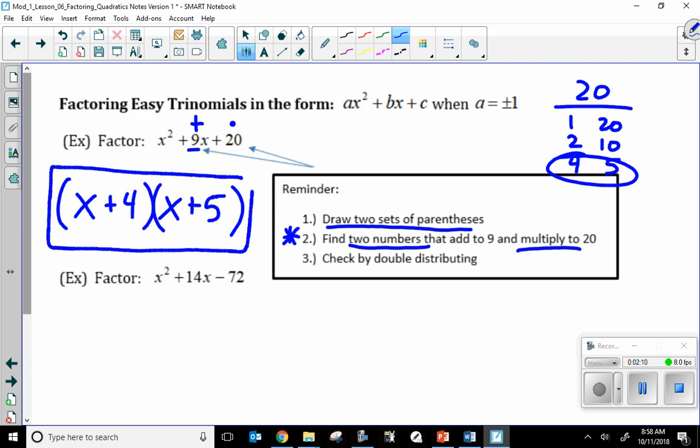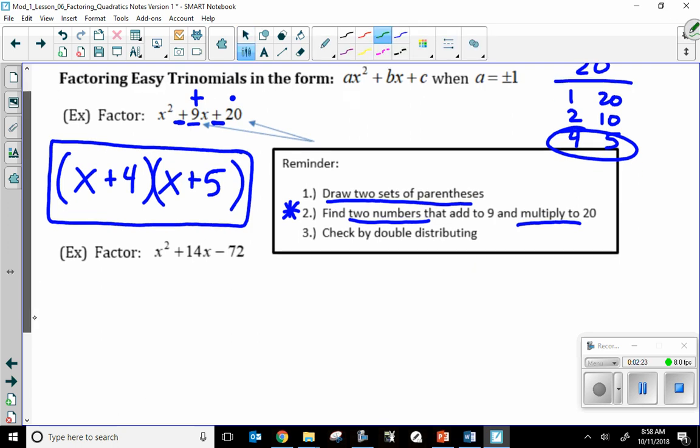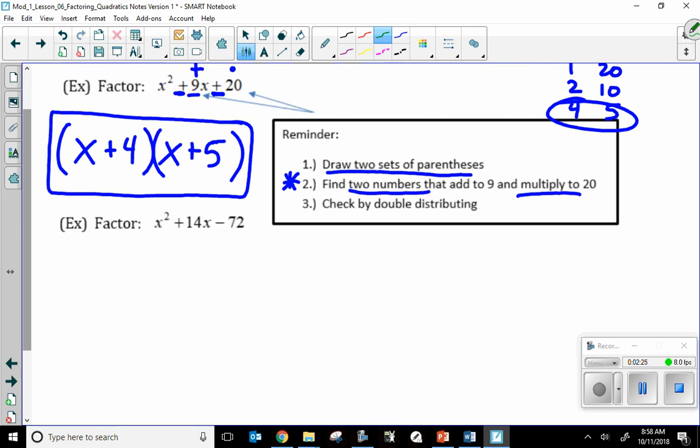It's really that easy. What makes it difficult is when we start having minus signs here. We'll go over that one next. Let's try this next one. Here are my parentheses. All right, I put x's in here. Two numbers that multiply to negative 72 that add to positive 14.